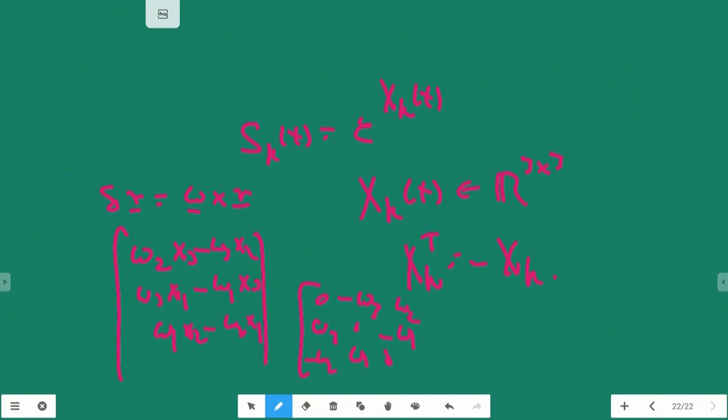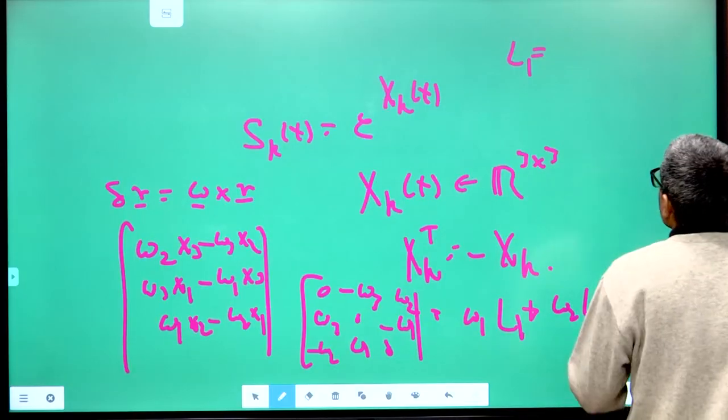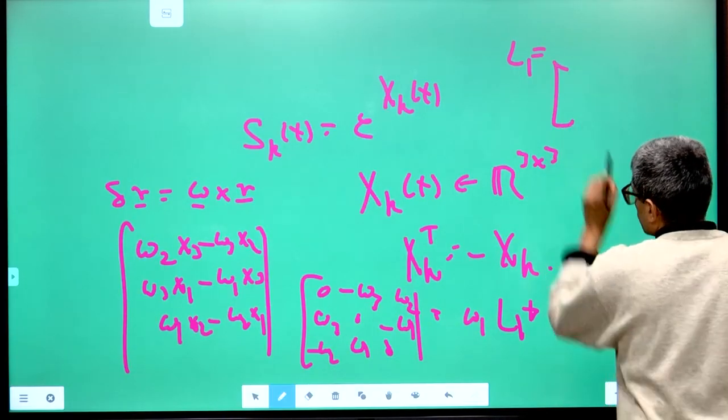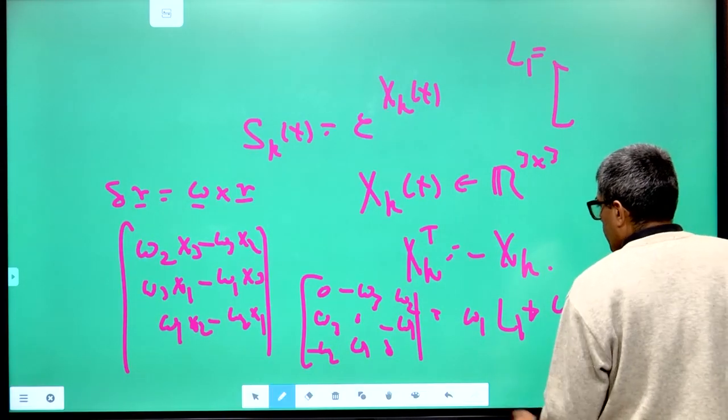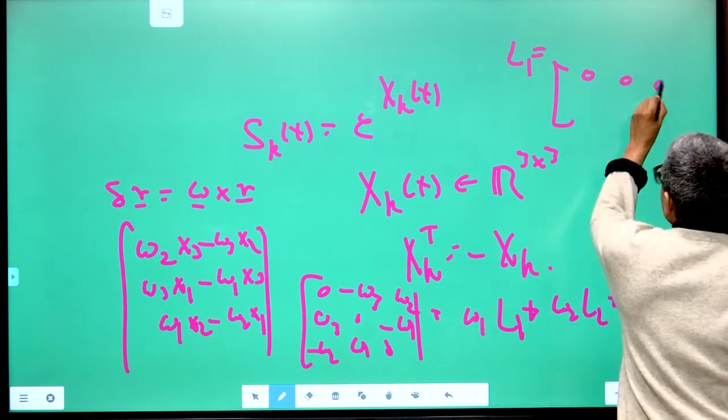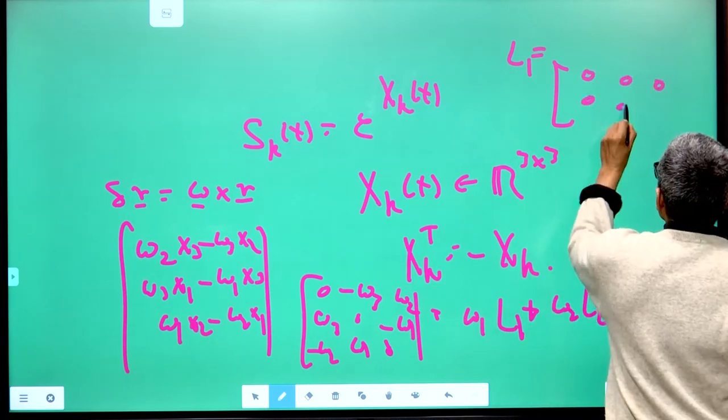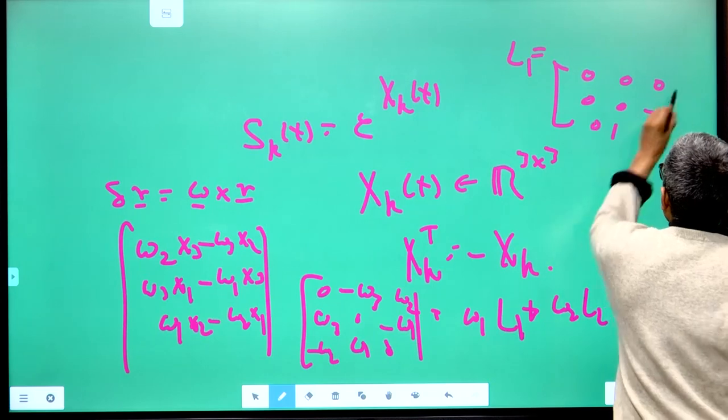which can be written as omega 1 times say L1 plus omega 2 times L2 plus omega 3 times L3, where L1, L2, L3 form a basis for the Lie algebra of SO(3). Namely, a set of 3 linearly independent skew symmetric matrices, real matrices. So, L1 comes out to be what? It comes out to be 0, 0, 0, then 0, 0, minus 1, then 0, 1, 0, like this.